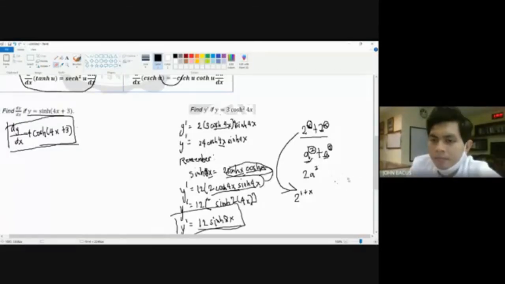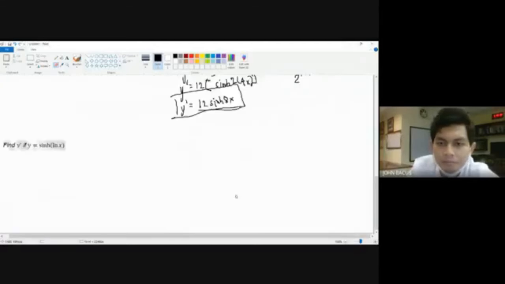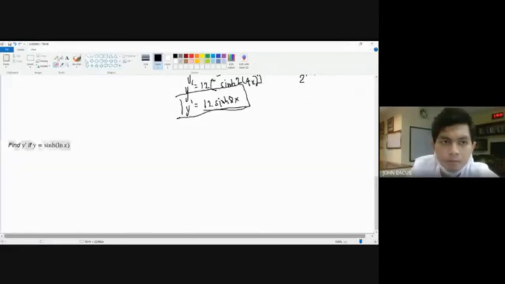Okay, let's go to the next problem. Number 3. Find y prime if y is equal to sine h of ln of x. So what is the derivative of ln of x? Very good. Therefore, this is cos h of ln of x times 1 over x.